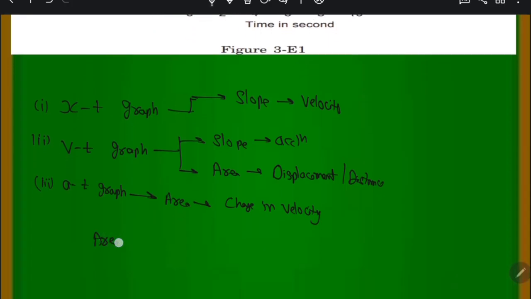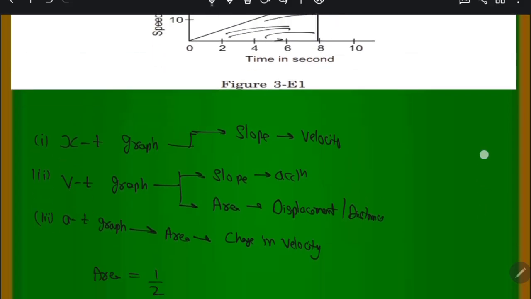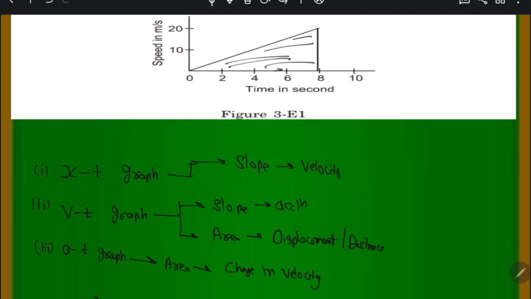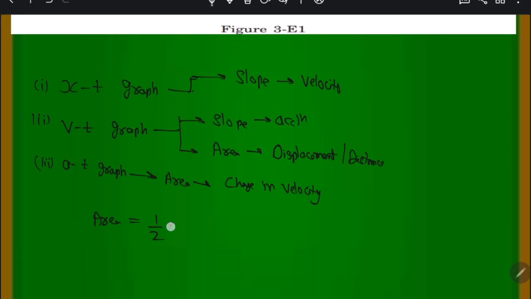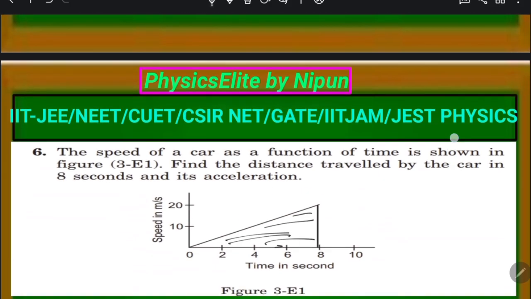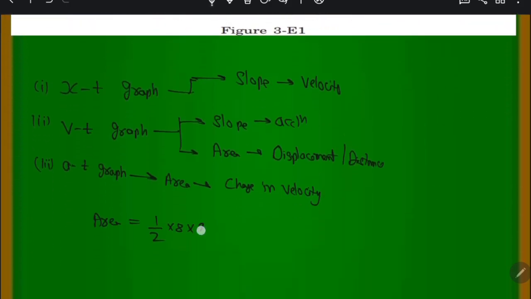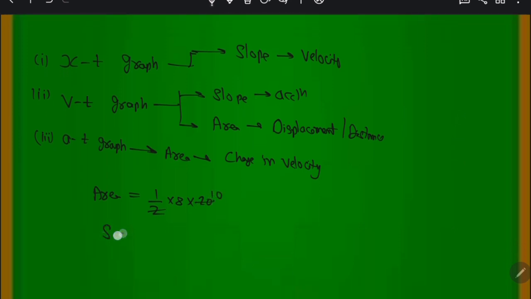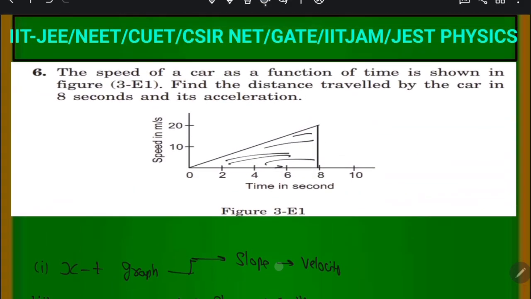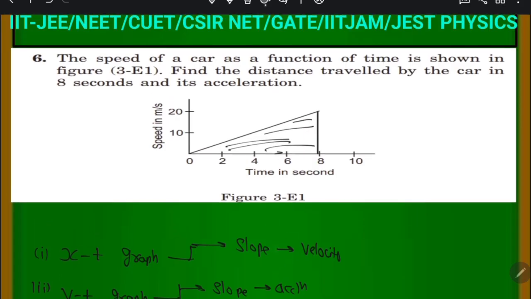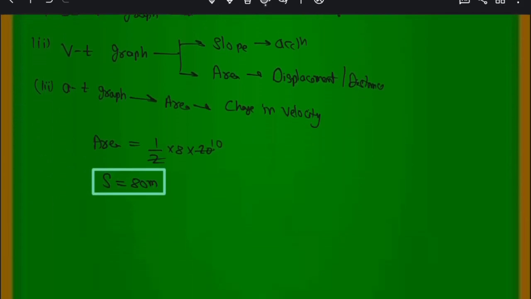If you find the area, that is a triangle, 1 by 2 base into height. Base is 8, height is 20. So 1 by 2 into 8 into 20, that comes out to be 80. So distance covered is 80 meter. Right? The speed of a car is a function of time. Then they are asking for acceleration.